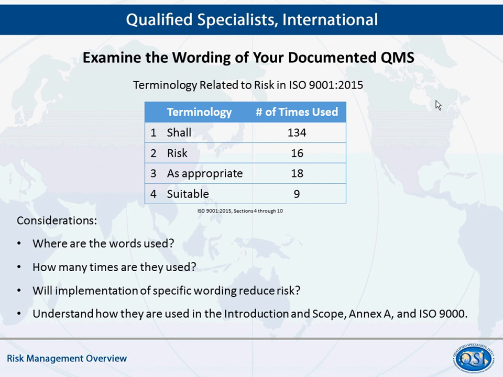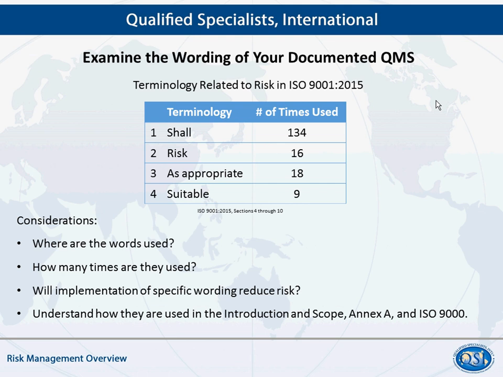So if you have multiple departments, if you have a large company with multiple departments, and you say that documented information will be maintained as appropriate, what is appropriate? If you don't identify the boundaries of what appropriate means for your organization, then you're opening yourself up to risk. That's what the point is.